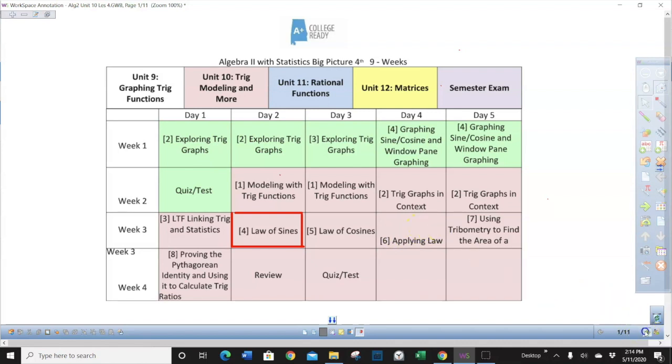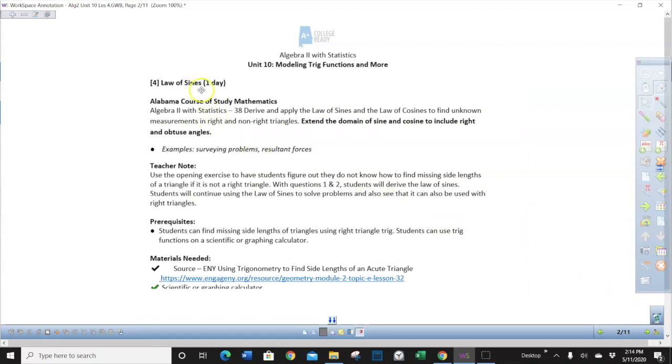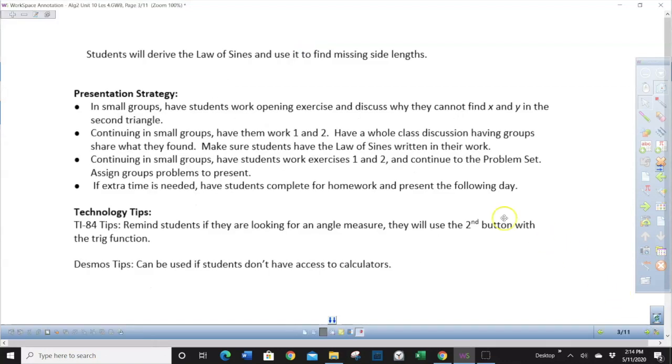Then if we look at the scope and sequence, remember it tells us how many days for this lesson. It tells us what course of study objective. This is number 38. And then it gives you a teacher's note with a little bit of information, some prerequisite skills, and then it gives you material needed. Your students will need a scientific or a graphing calculator. And then it gives you some presentation strategies and some technology tips.